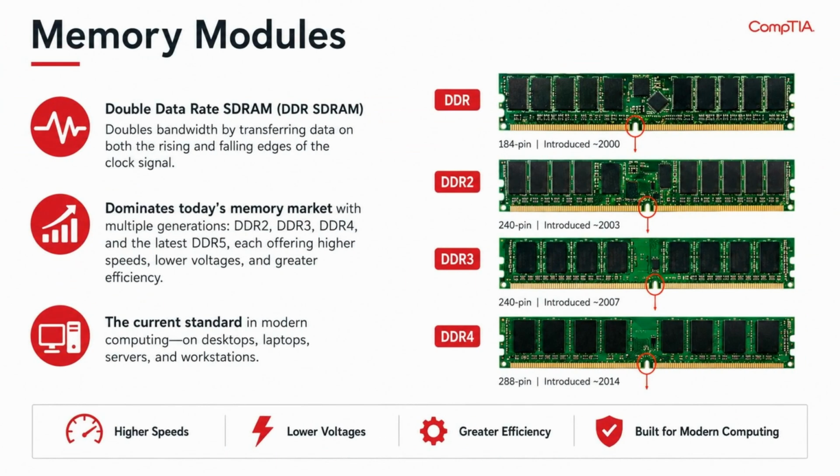Finally, we have modern double data rate SDRAM. By transferring data on both the rising and falling edges of the clock signal, it effectively doubles bandwidth. With multiple generations available today, it remains the gold standard for desktops, laptops, and servers alike.